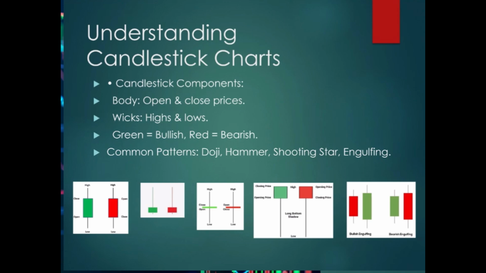So the doji is the indecision candle. It looks like a cross or a plus sign. The open and close price are nearly the same. This means that neither buyers nor sellers won. It's a tie. It often shows up before a reversal or a big breakout.